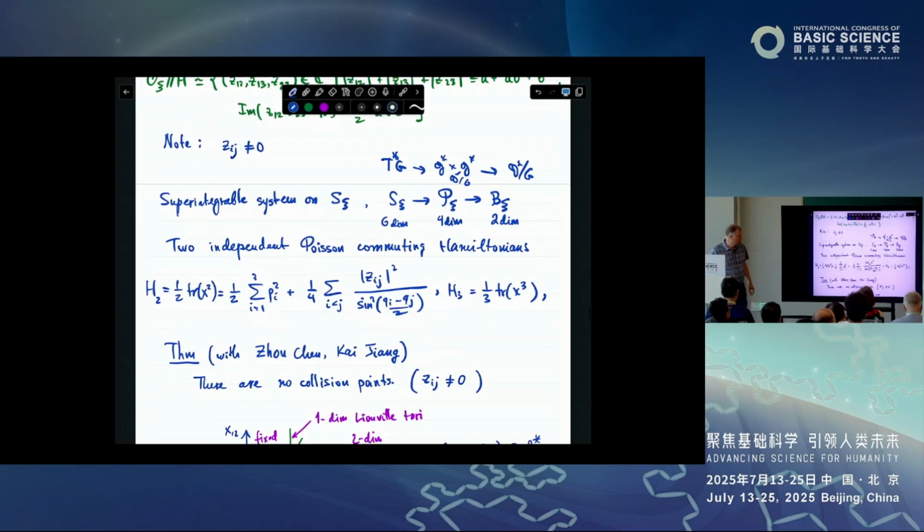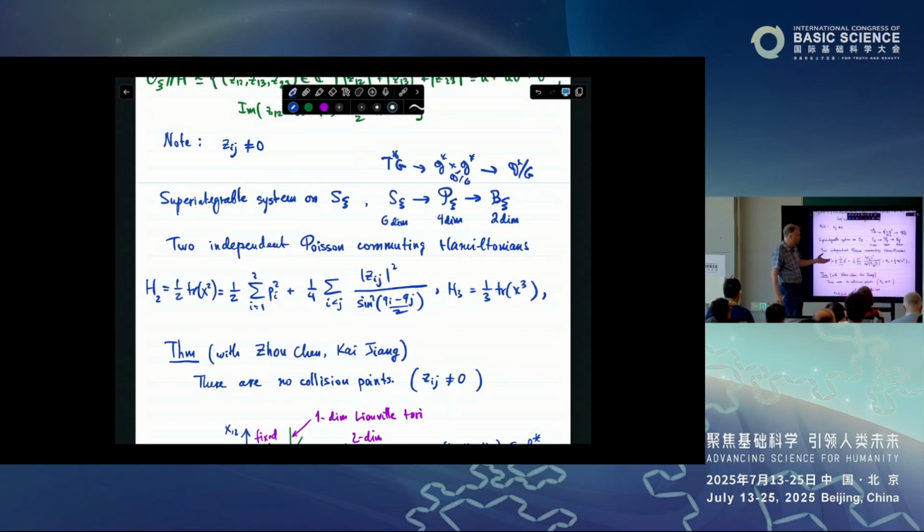Again, there are 2 independent Poisson commuting Hamiltonians. These are two independent functions on the base, trace x squared and trace x cubed. This is our spin Hamiltonian. So if you can imagine, z are kind of spin variables, and then p and q are positions of these three particles. And again, there is a simple observation that collisions are impossible, for the same reasons, because Zij cannot be zero. Collisions are possible only if the numerator vanishes. So here there are no collisions.